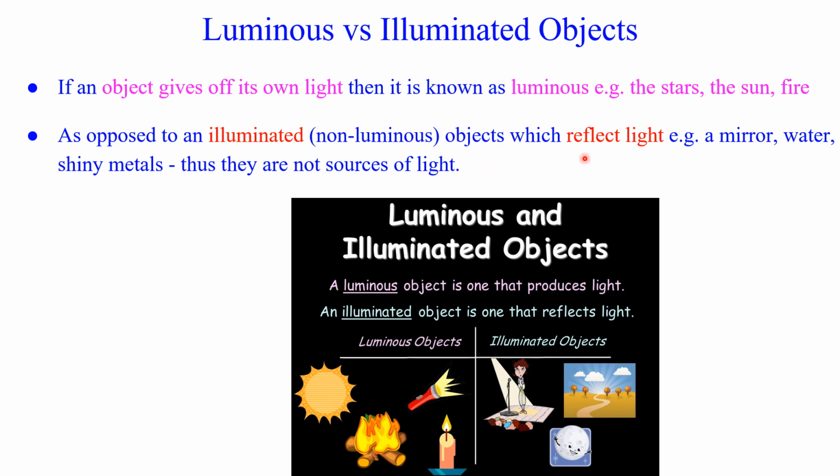It's actually hard to think of many examples of luminous objects apart from the sun, fire, glowworms, stars, etc. Illuminated objects only merely reflect light, e.g. the moon, a mirror, water, depending on how smooth the surface is, and we'll get to different types of reflection a bit later.